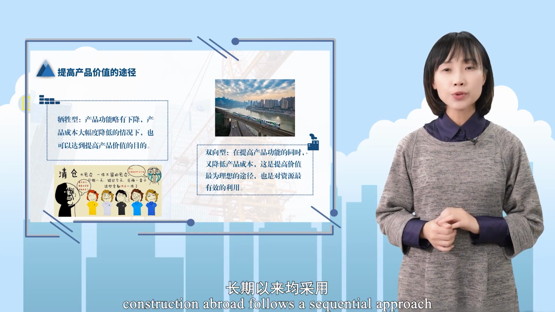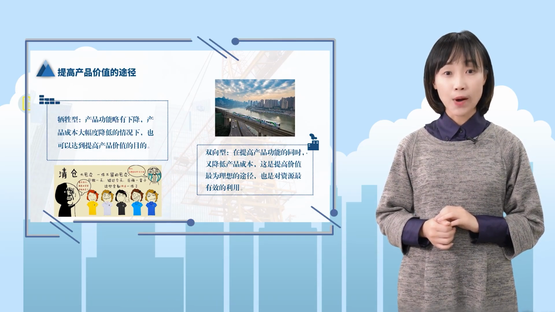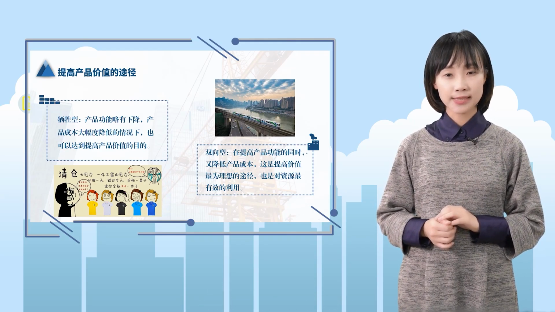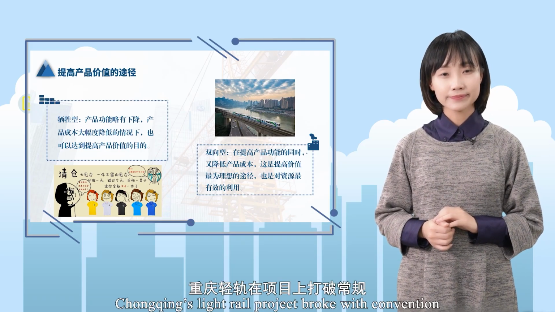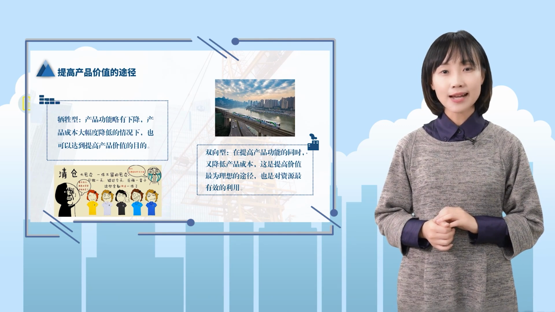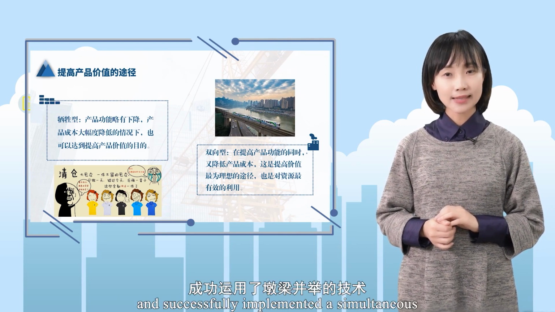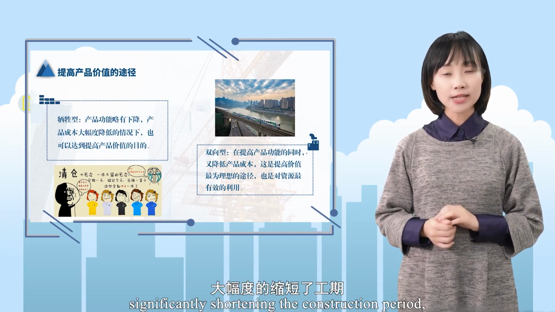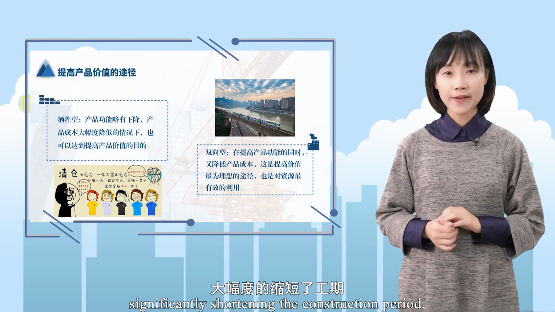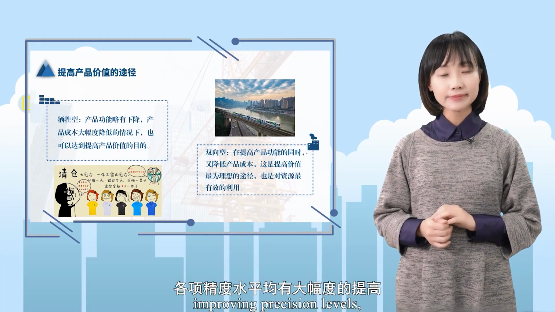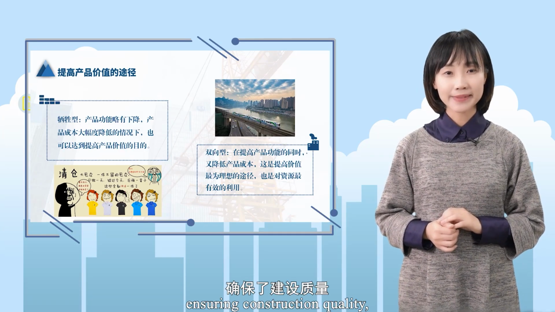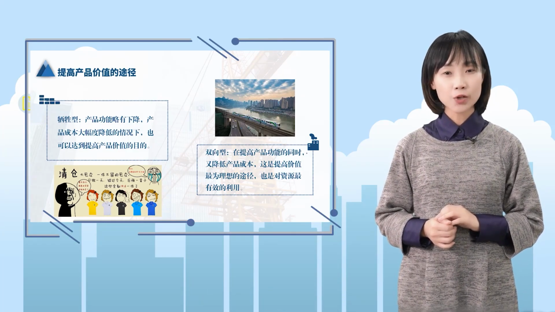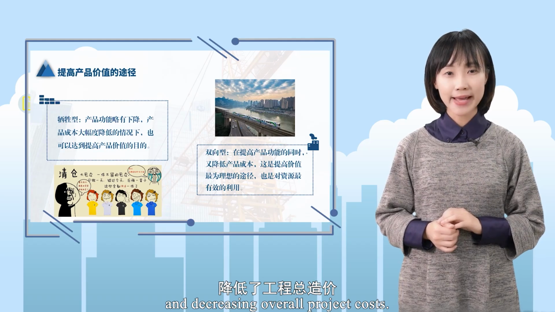Traditionally, construction abroad follows a sequential approach of building piers first and then beams, which is time-consuming. To achieve its goals, Chongqing's light rail project broke with convention and successfully implemented a simultaneous pier and beam construction and management approach, significantly shortening the construction period, improving precision levels, ensuring construction quality, reducing capital tied up, lowering financing costs, and decreasing overall project costs.